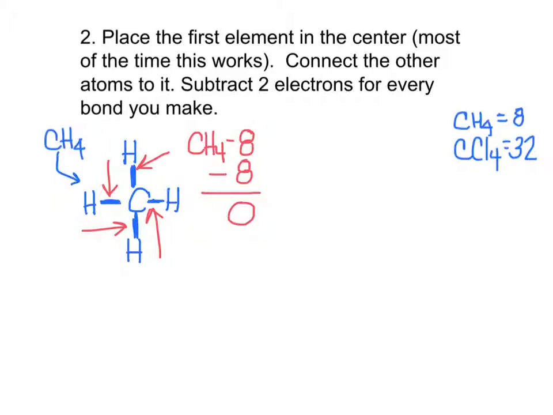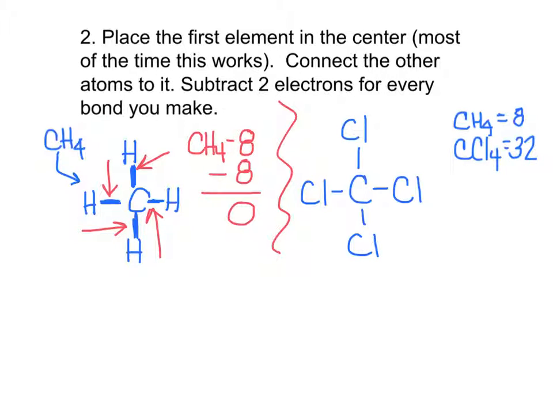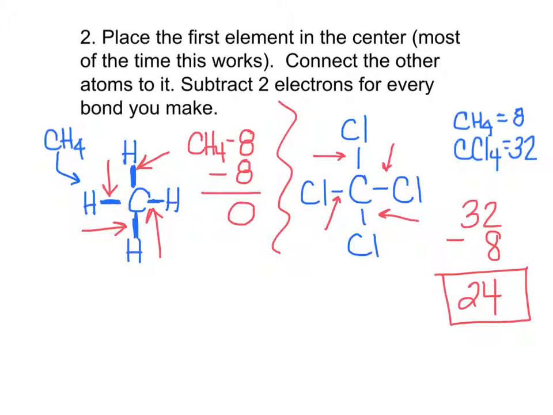Alright, and we'll go back to this in a minute, but let's now take a look at our second one, which was carbon tetrachloride. So we're going to do the same thing. We're going to place our chlorines around our carbon. Alright, and again we have placed 2, 4, 6, 8 electrons. In this case we started with 32. We're going to subtract the 8 that we have already placed in our drawing, and that gives us a leftover of 24 electrons that we still need to place.